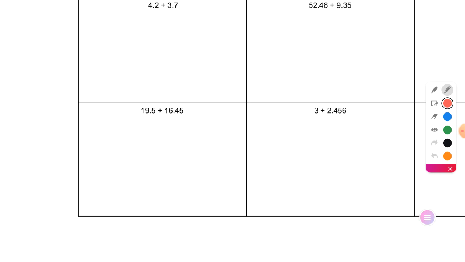It's not the longer one goes on top. It's the one that has the greater whole number. So we're really just looking at 19 and 16. Ava, what's bigger, 19 or 16? 19. So I'm going to put 19.5 on top. I'm going to put 16.45 on bottom. This is an addition sentence.